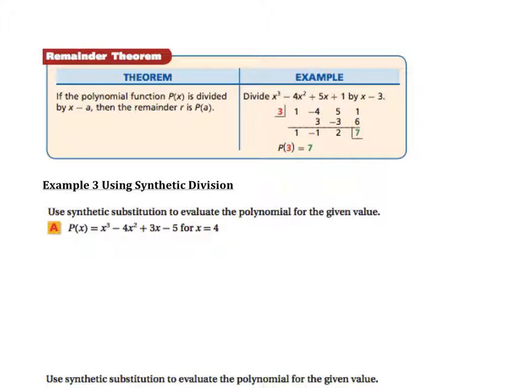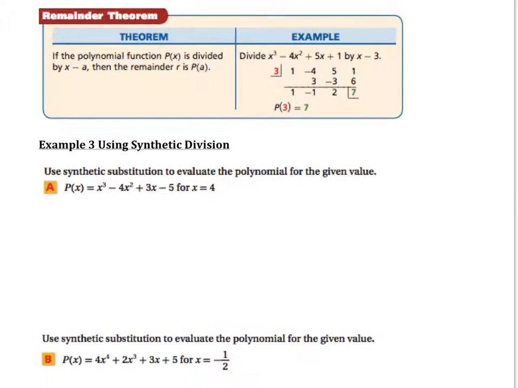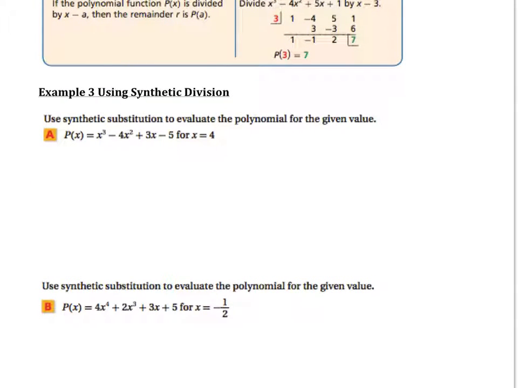So it's called the remainder theorem. If we have a polynomial function and it is divided by x minus a, then the remainder r is that function evaluated at a. And you're wondering, what in the world did I just say? So I'm going to use synthetic division. So my x equals 4 is my a.